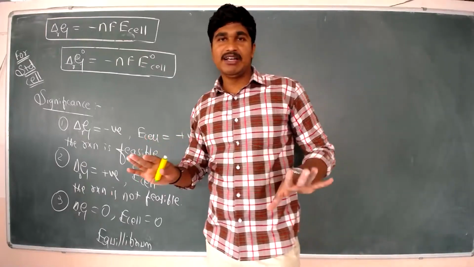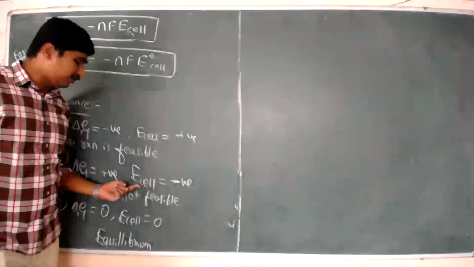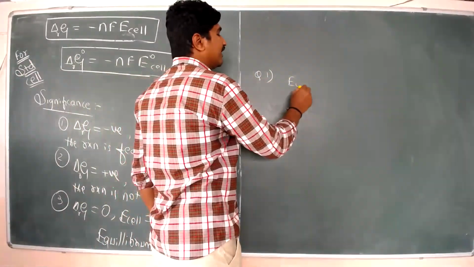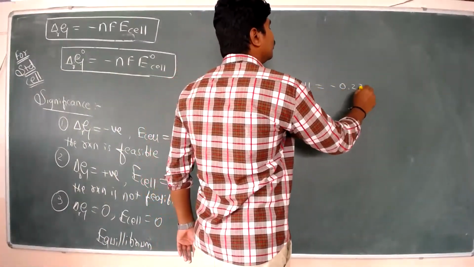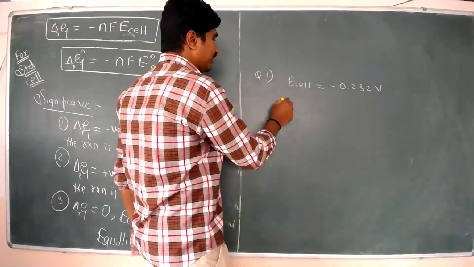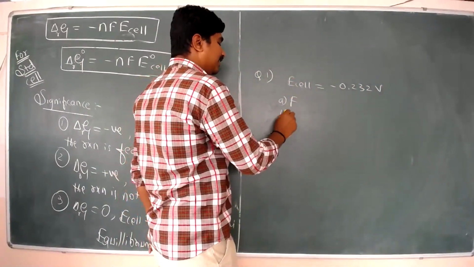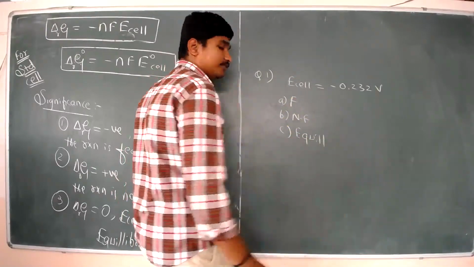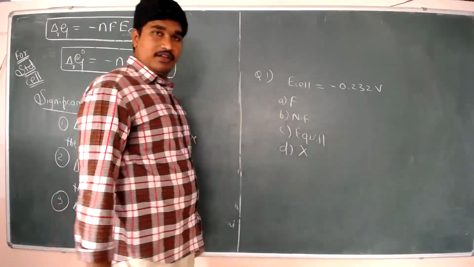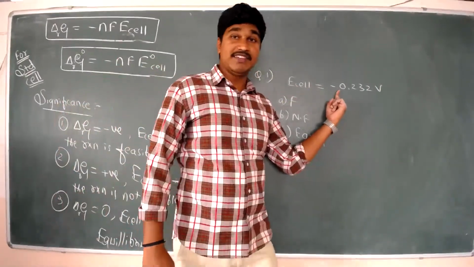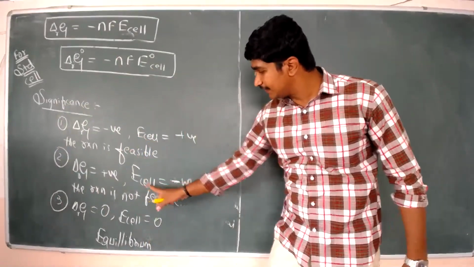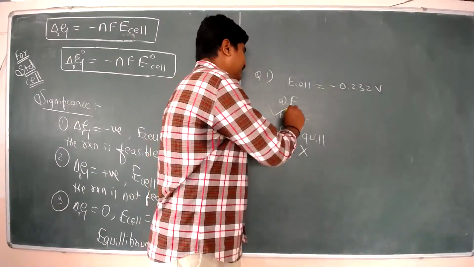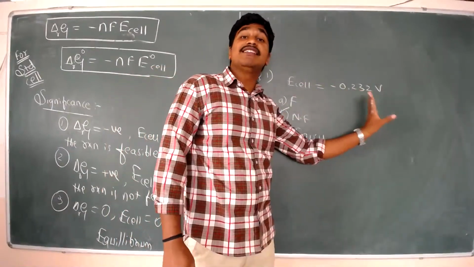If he gives a chemical reaction with a negative E cell value, for example, let us take a few examples. Question number 1. E cell for the given reaction is minus 0.232 volts. Four options are there: the reaction is feasible, the reaction is not feasible, the reaction is at equilibrium, or none of the above. Which one is correct? E cell is negative. The reaction is not feasible, so the second option is correct, because E cell is negative means delta G is positive.